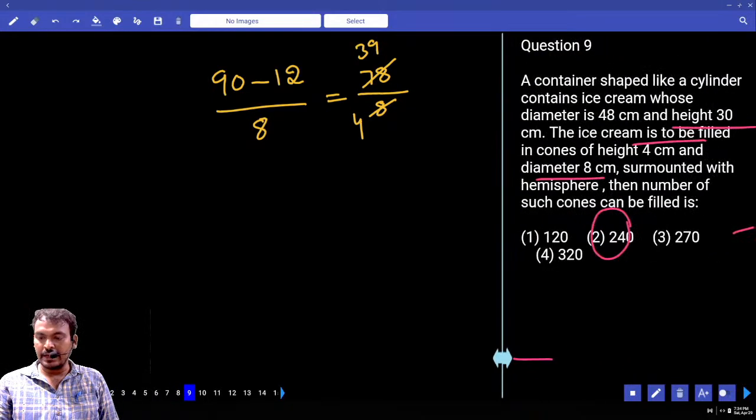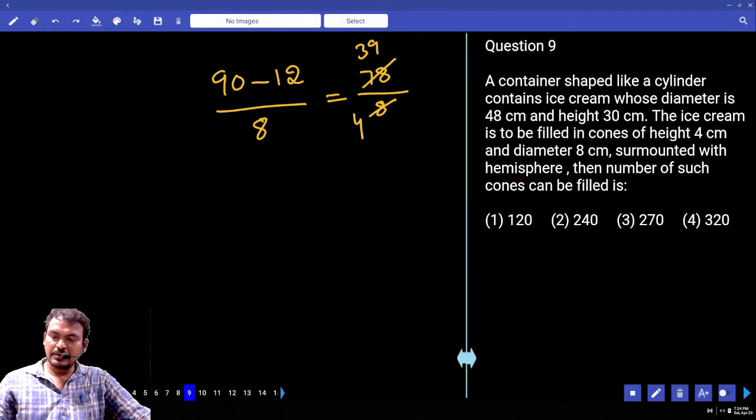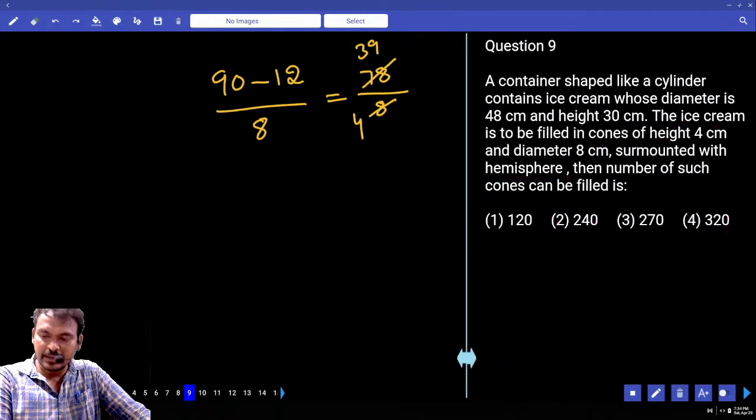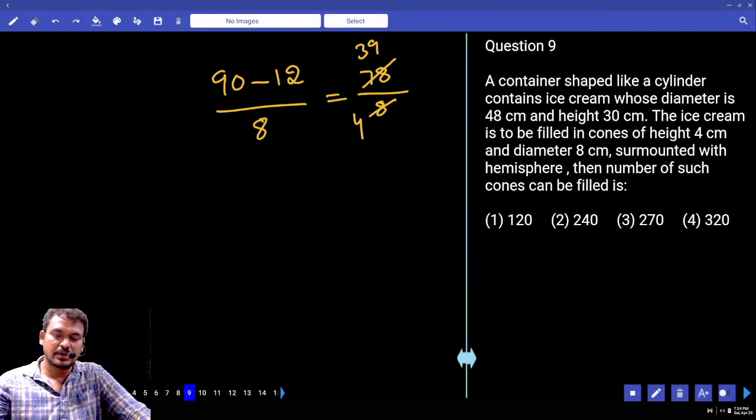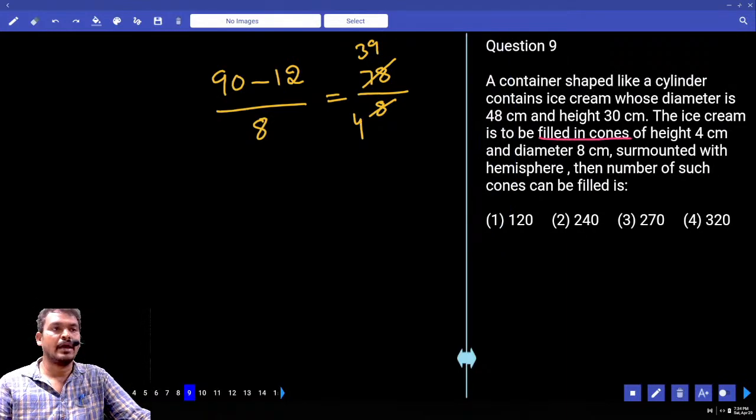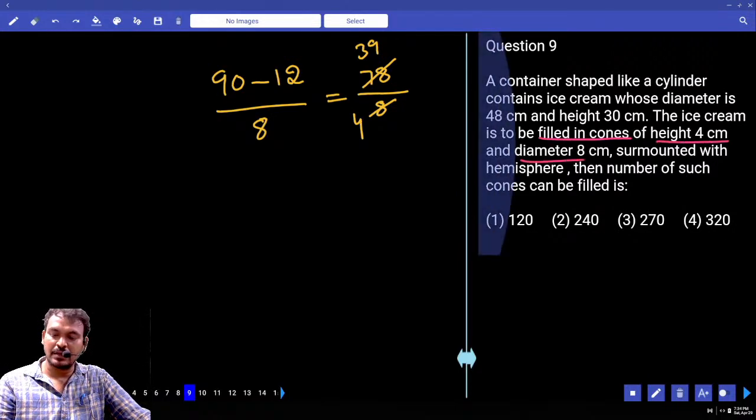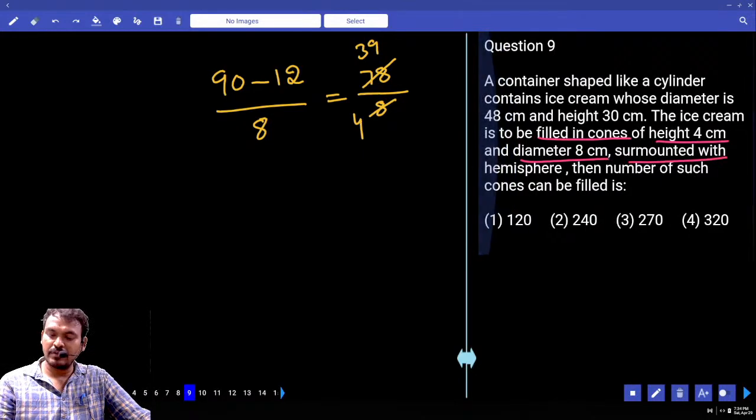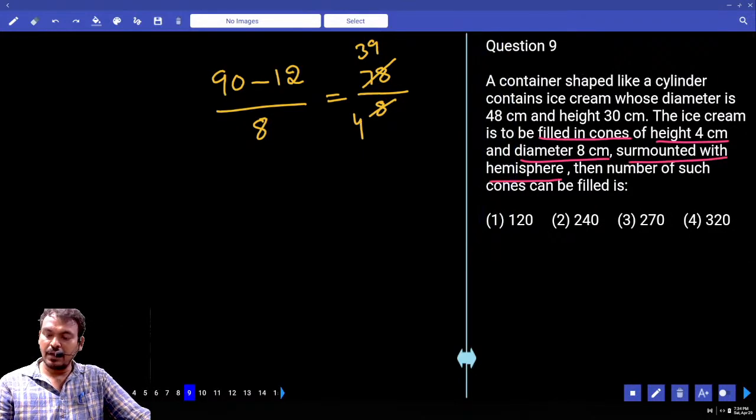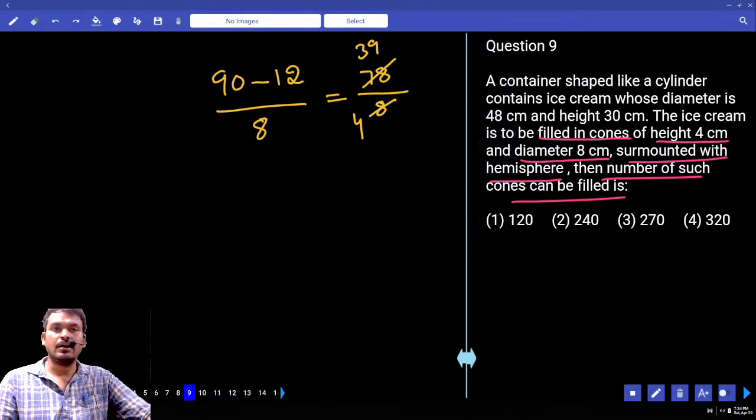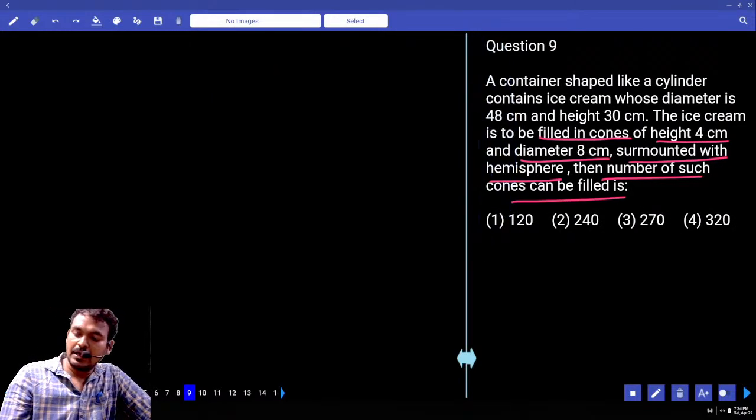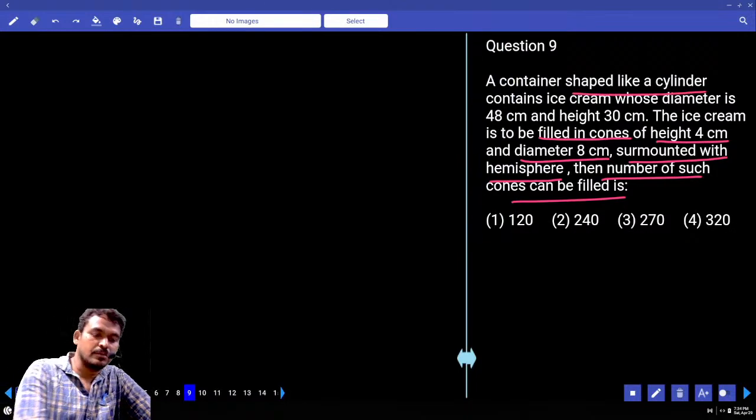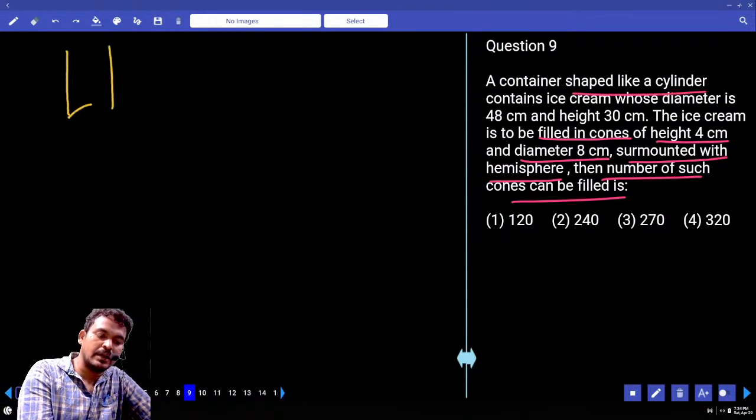Next question number 9. A container shaped like a cylinder contains ice cream whose diameter is 48 centimeters and height is given as 30 centimeters. The ice cream is to be filled in cones of height 4 centimeters and diameter 8 centimeters, mounted with a hemisphere. The number of such cones that can be filled. Actually, the container is in which shape? Cylindrical shape container.